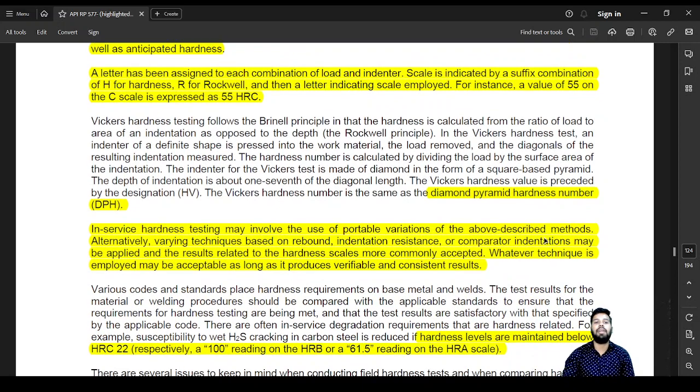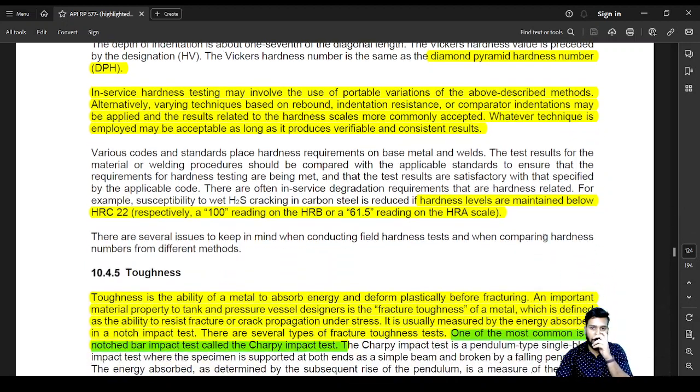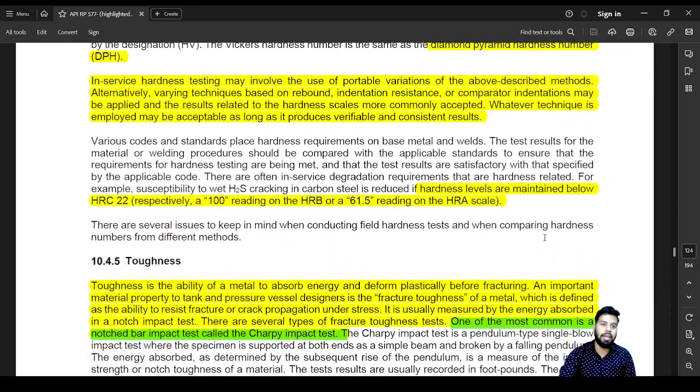A letter has been assigned to each combination of load and indenter. The scale is indicated by the combination of H, for hardness, R for Rockwell, and a letter indicating the scale employed. For instance, the value 55 on the C scale is represented as 55 HRC. H is hardness, R is Rockwell, and C is the C scale that is used. This test can also be done with a diamond shaped indenter.